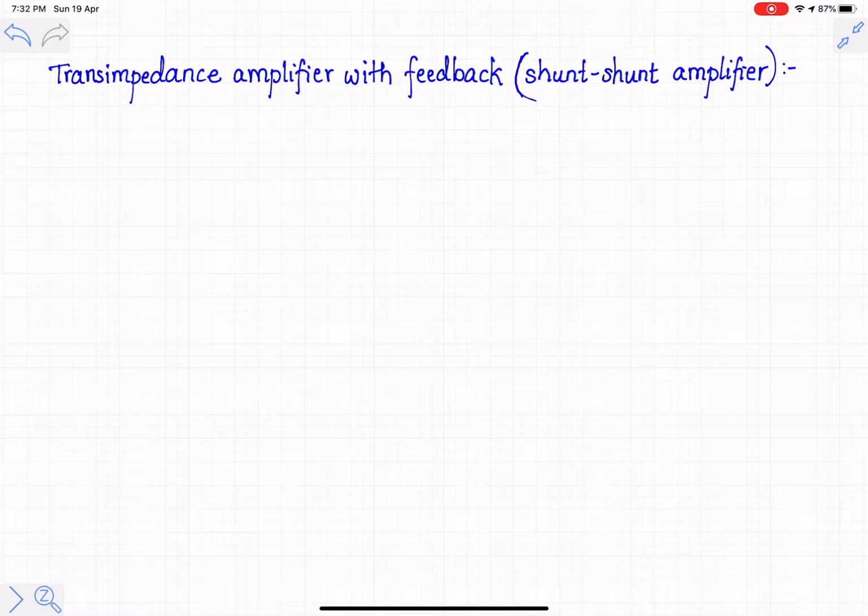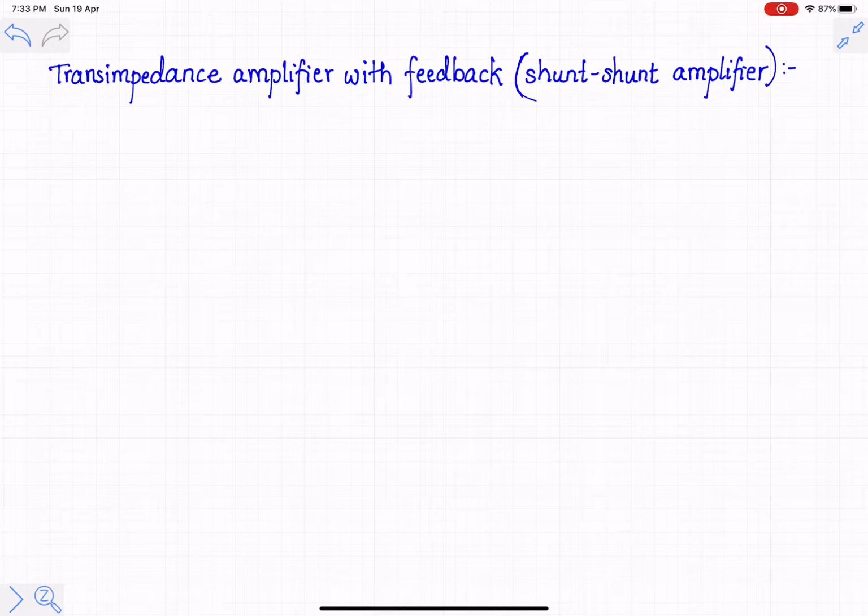In this session we will see the analysis of transimpedance amplifier with feedback. In transimpedance amplifier, the input quantity is a current while output quantity is a voltage. We know that to subtract current on input side of transimpedance amplifier, the output side of the feedback network should be placed in parallel with the input current. So it is a shunt connection.